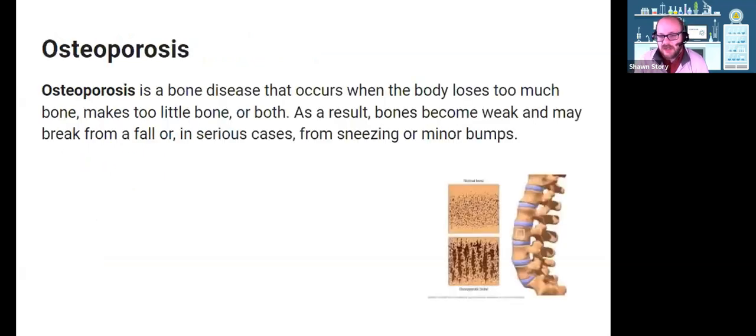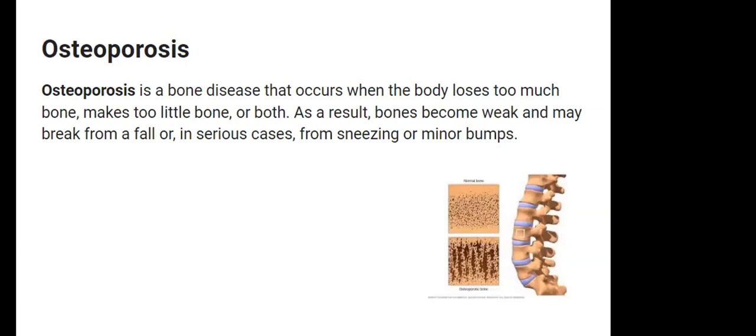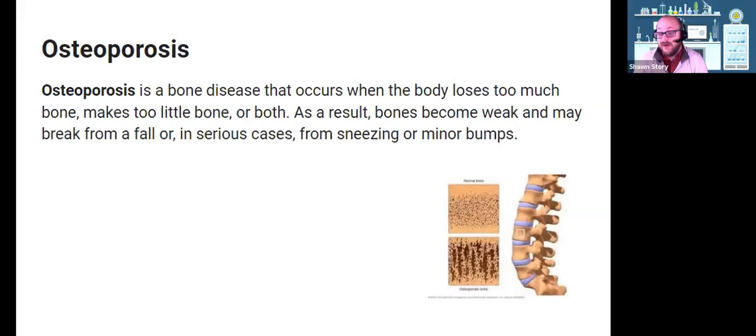But here's our definition of osteoporosis. Can I have someone read our definition for us? Would you like to, Eva? I know you've been participating a lot. Would you like to read osteoporosis? Osteoporosis is a bone disease that occurs when the body loses too much bone, makes too little bone, or both. As a result, bones become weak and may break from a fall, or in serious cases from sneezing or minor bumps. Yikes. I know, right?